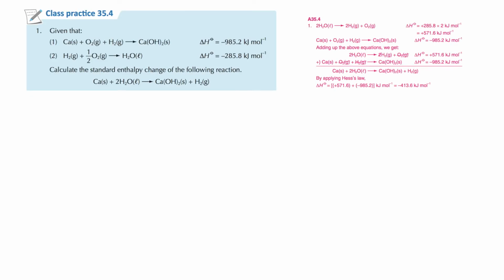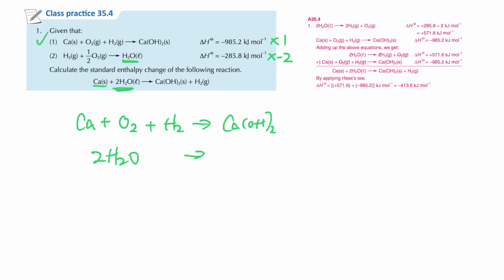Okay, so class practice 35.4. This one is extremely easy. You see that the Ca, so you just have the Ca equation 1 written down like this. And then this one is just times 1. And then you have the H2O. So one on the left, one on the right. So this one you have to multiply a negative value, and you have 2 here, so you have negative 2. So you just have like 2H2O, and then become 2H2 and O2.